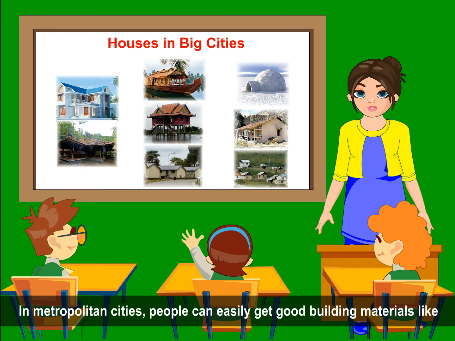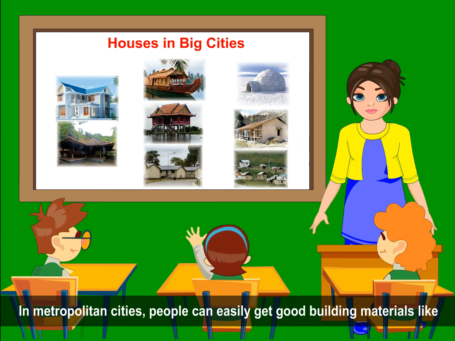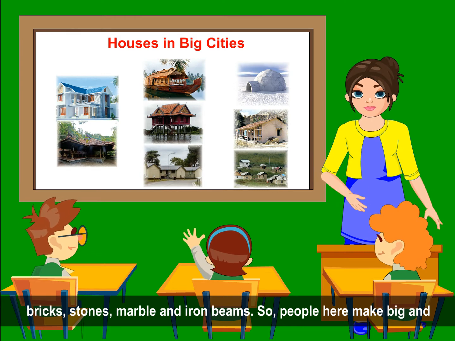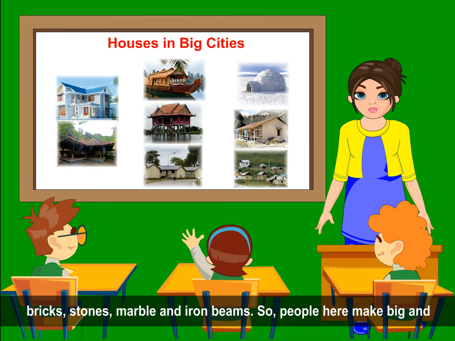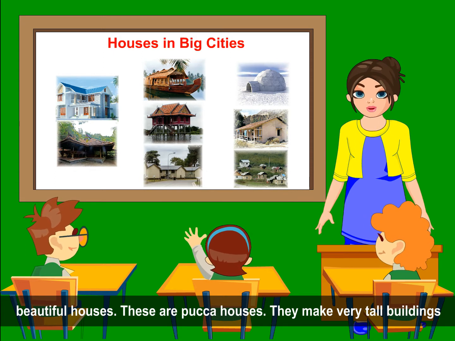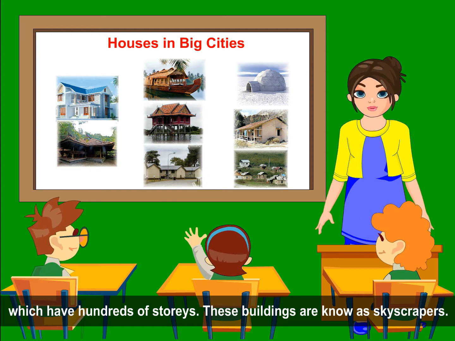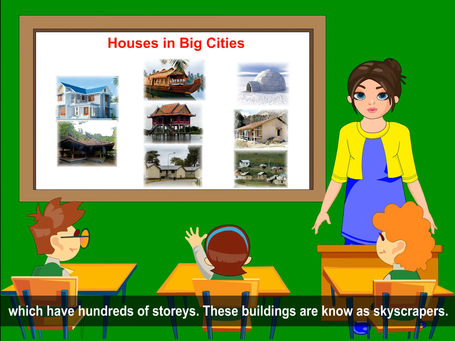Houses in big cities. In metropolitan cities, people can easily get good building materials like bricks, stones, marble and iron beams. So people here make big and beautiful houses. These are pakka houses. They make very tall buildings which have hundreds of stories. These buildings are also known as skyscrapers.